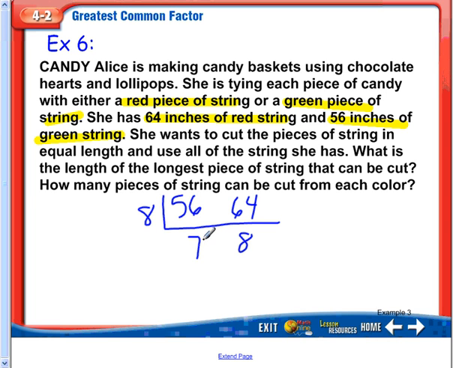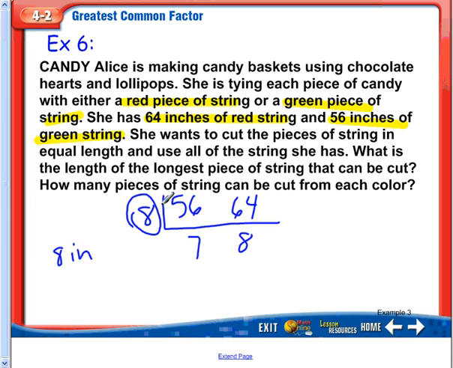8 is not a prime number, but 7 cannot go into 8, so I know that I'm done. So my greatest common factor of 56 and 64 is 8. So the longest piece of string that can be cut is 8 inches. My greatest common factor is found on the left-hand side of the L method. There is a second question. How many pieces of string can be cut from each color?